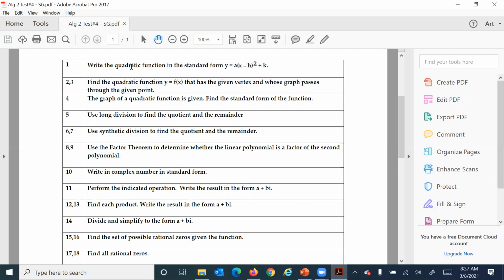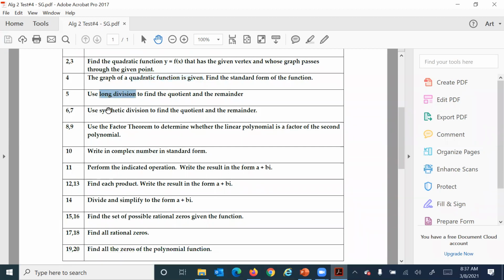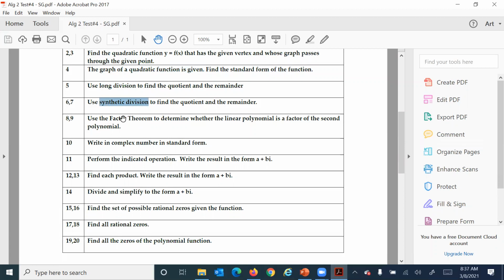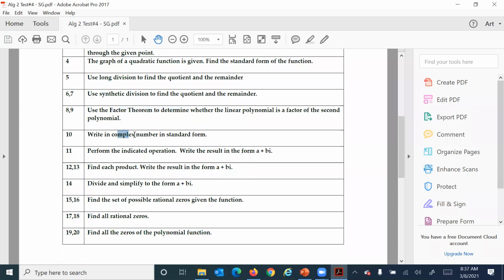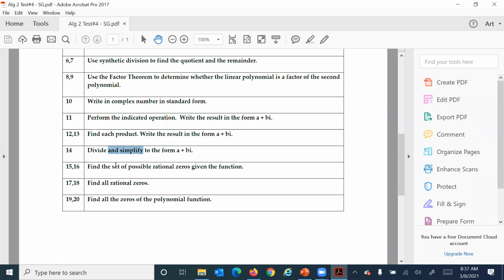Here is the stuff that we covered. 2.1 was, can you change from one form to another? Given a vertex and another point the graph passes through, can you write the equation? Can you graph the quadratic equation from standard form? Then we have long division, synthetic division, and the factor theorem. And remember all those complex numbers we talked about? Can we add, subtract, multiply, divide them?